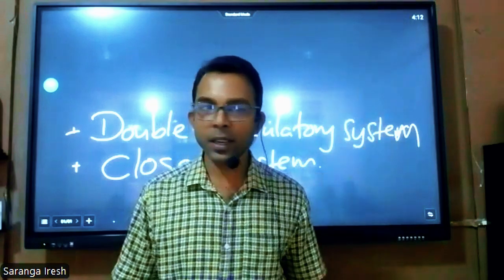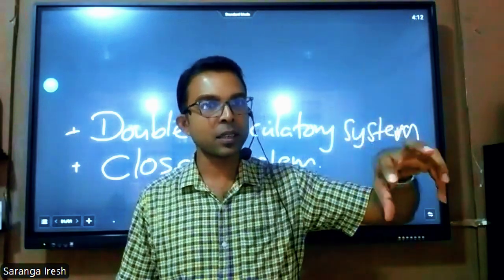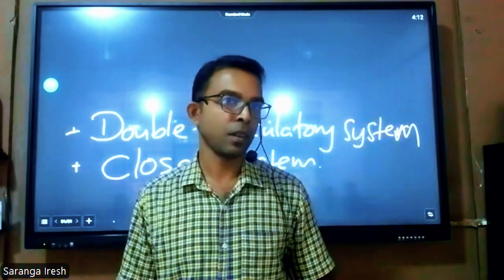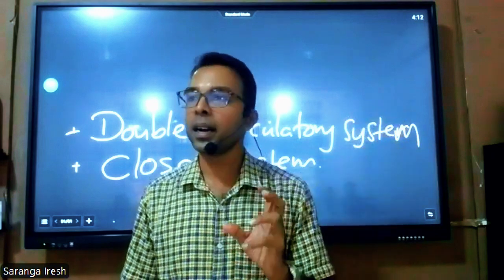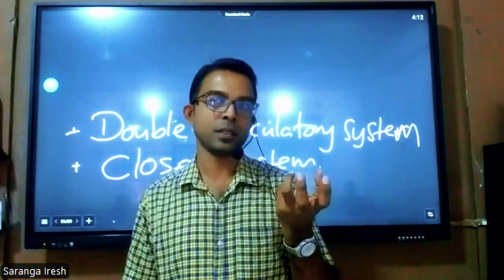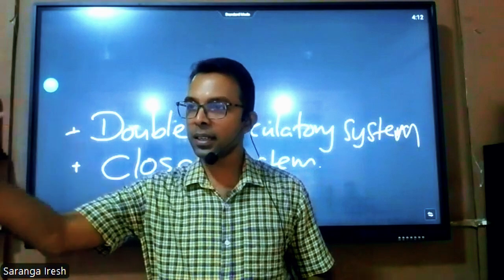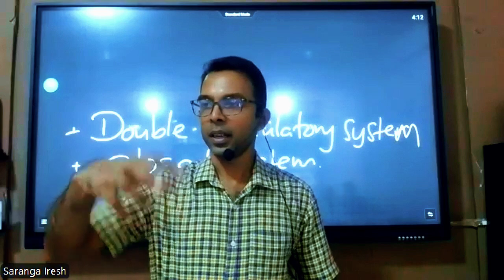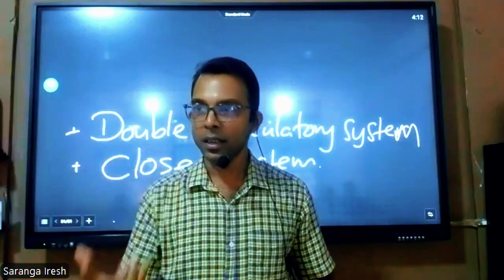The superior vena cava and inferior vena cava are connected to the right atrium. The pulmonary artery starts from the right ventricle. The pulmonary veins are connected to the left atrium. The aorta starts from the left ventricle.